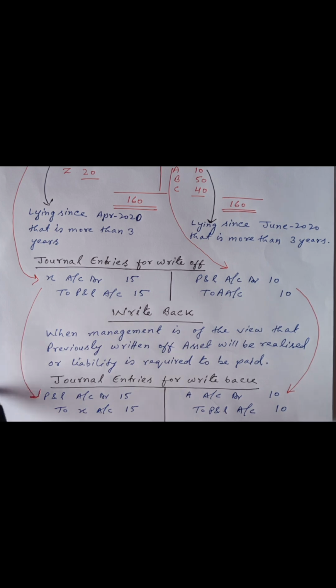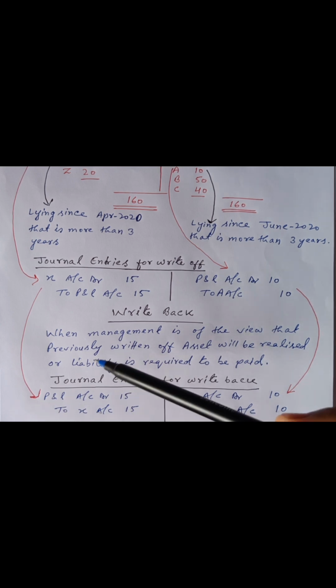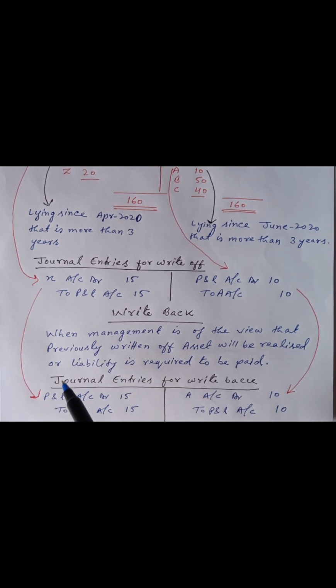Now management thinks that we need to pay that creditor because he is asking for the money. So now we have to take that creditor back into our books of account. Previously we had debited X and credited P&L account. Now we have to debit P&L account and credit X account.